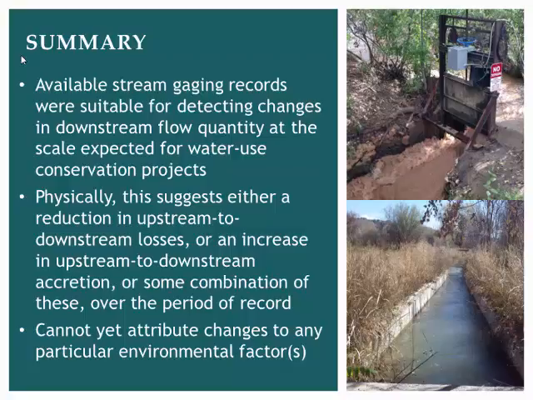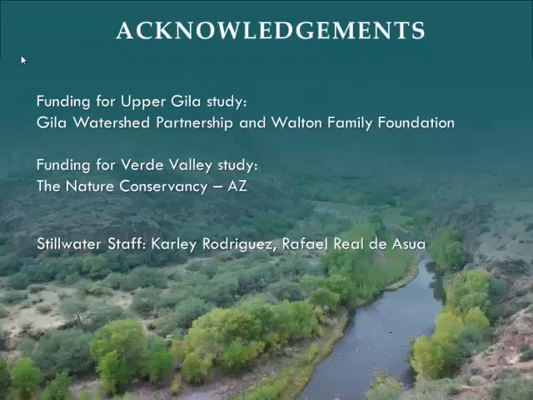And so physically, this suggests either a reduction in upstream to downstream losses or an increase in upstream to downstream depletion, or some combination of the two over that period of record. Again, we have to figure that out. All right, so those are two case studies. One, looking at estimating availability of shallow groundwater on the Upper Gila, and then the second, detecting changes in downstream flows in the Verde Valley.